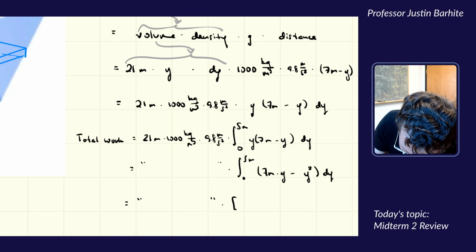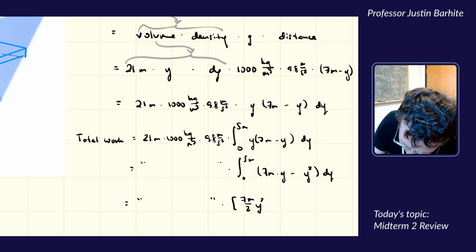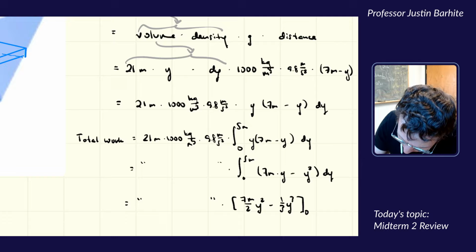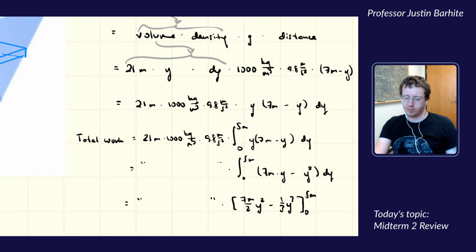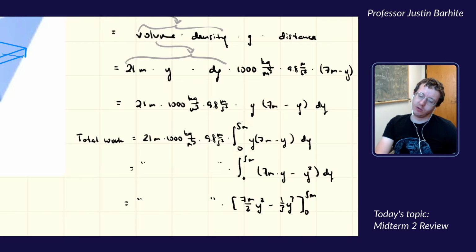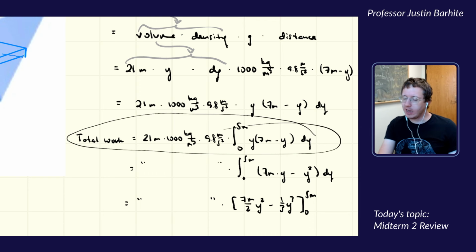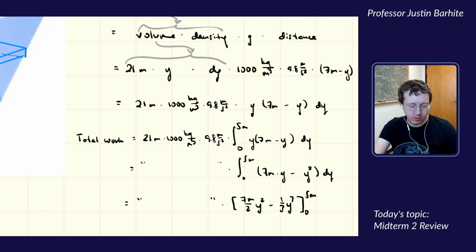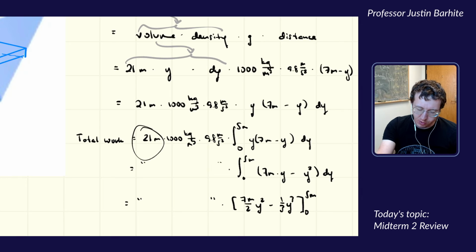We'd find an antiderivative, which would be 7 meters over 2 times y squared minus 1/3 y cubed. And we'd substitute in the 5 meters, multiply everything out. If this is on an exam, my recollection is that usually you would just be asked to write out an integral evaluating the quantity. You know, if you don't have a calculator to use, we're not going to ask you to multiply 21 times 9.8.